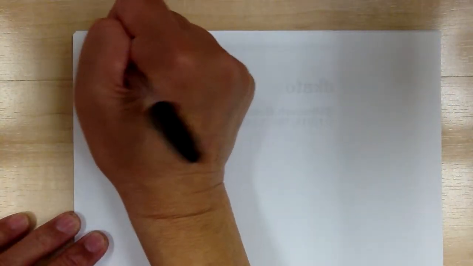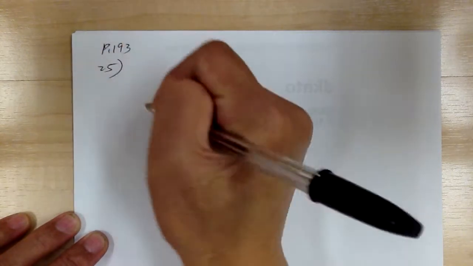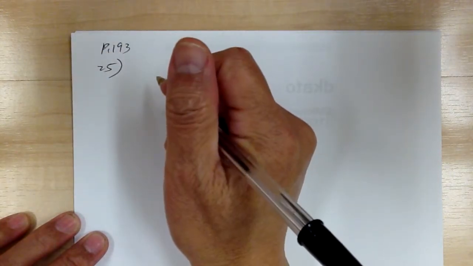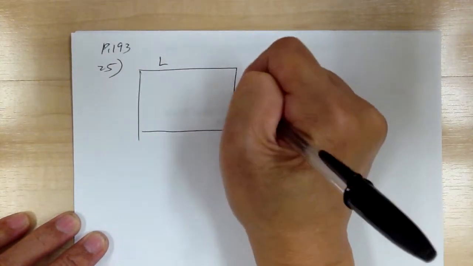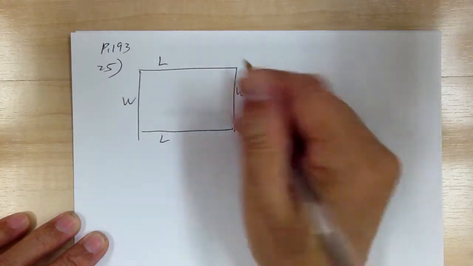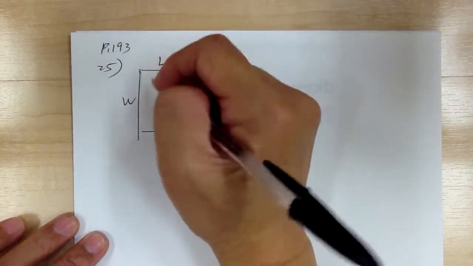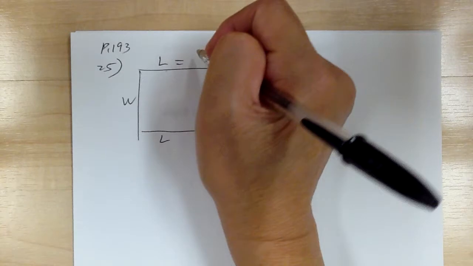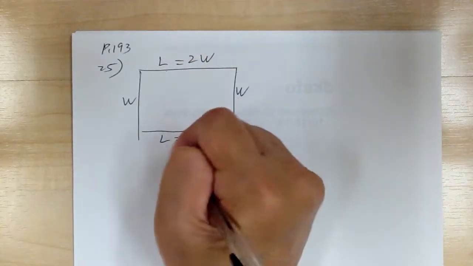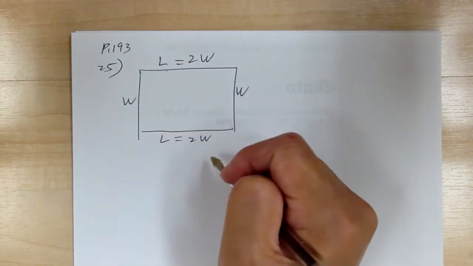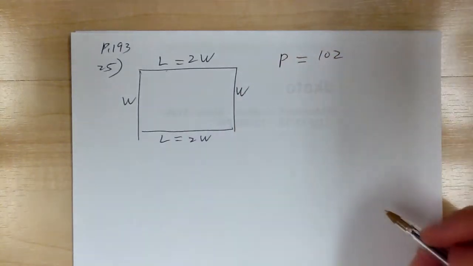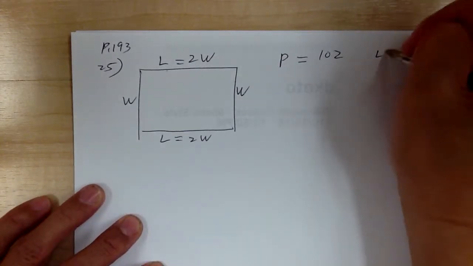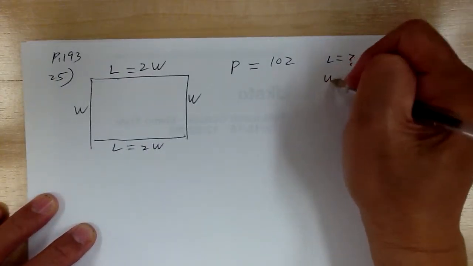Okay, let's go to 25. It says the length of the rectangle. As soon as you see the word rectangle, you stop, you draw a rectangle and label length, width, length, width. Then you go back and read. It says the length of the rectangle is twice its width. Okay, so length is equal to twice its width. It says its perimeter is equal to 102. Find the length and find the width. So you're looking for the length, you're looking for the width.